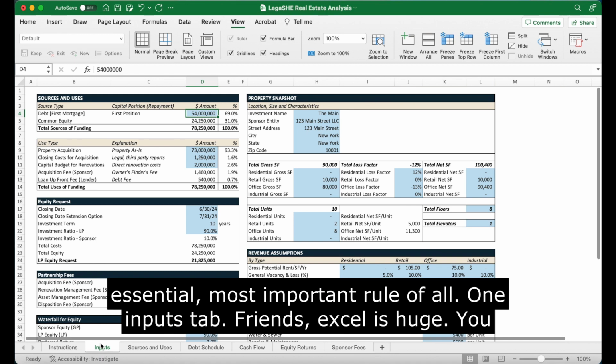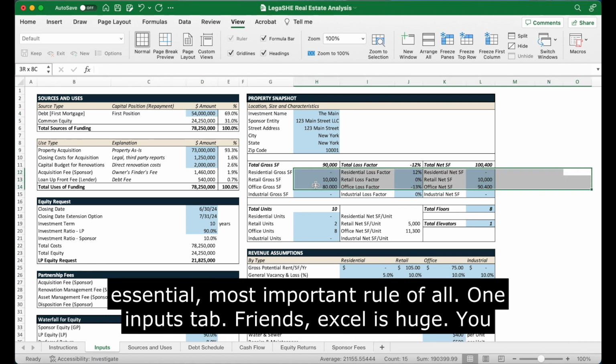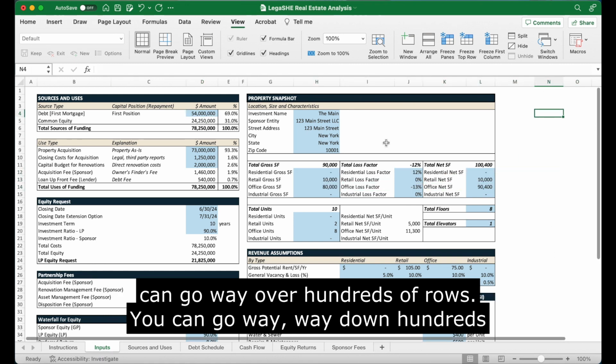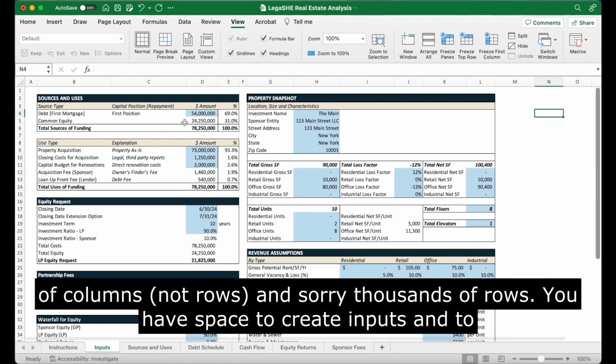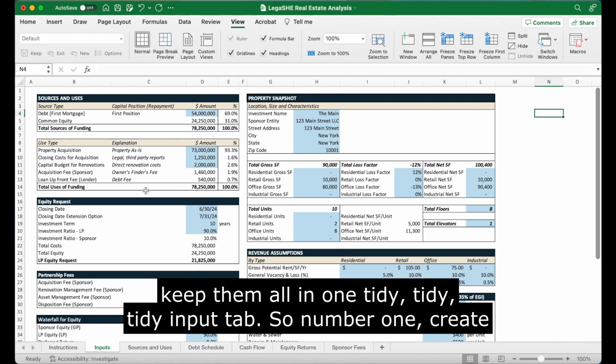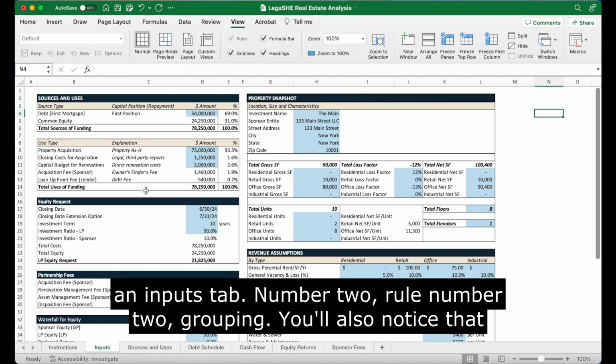One inputs tab. Friends, Excel is huge. You can go way over hundreds of rows. You can go way down, hundreds of columns and thousands of rows. You have space to create inputs and to keep them all in one tidy inputs tab. So number one, create an inputs tab.